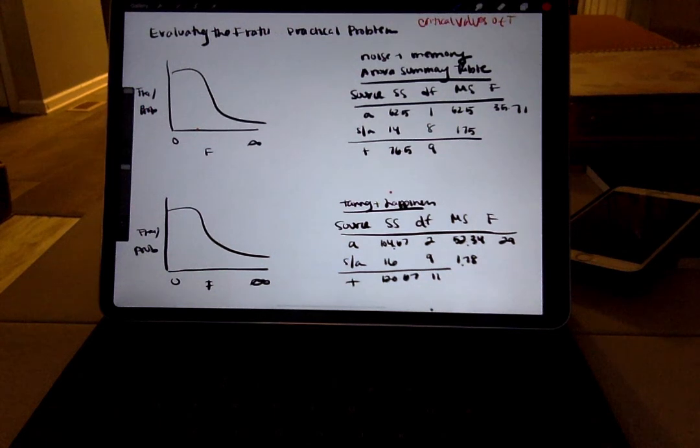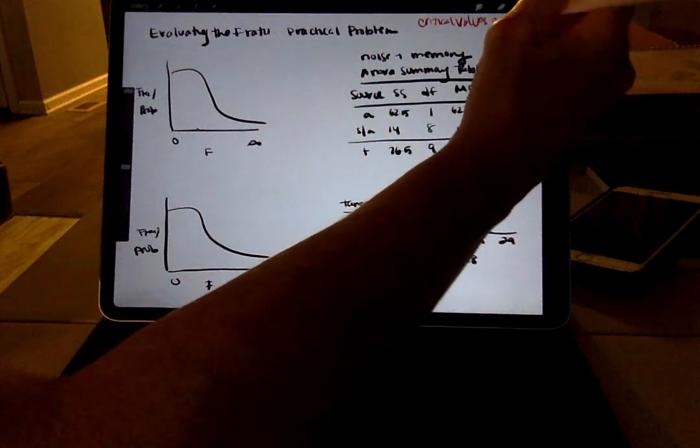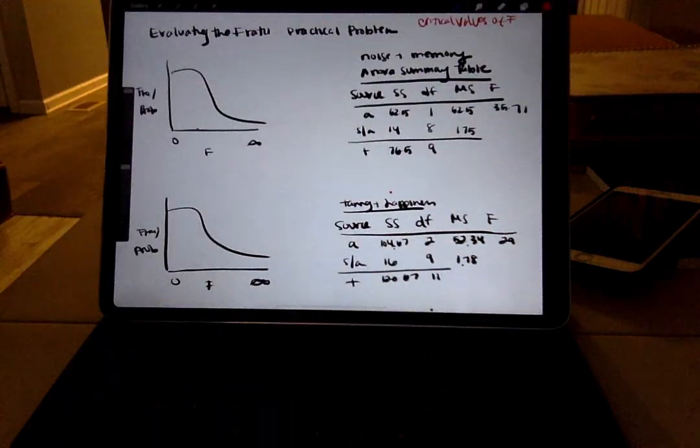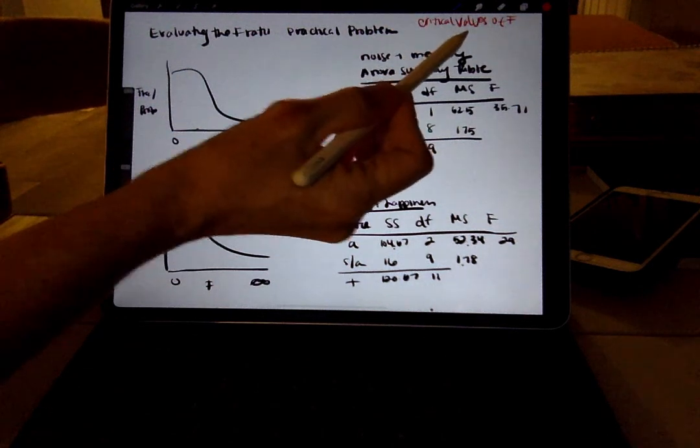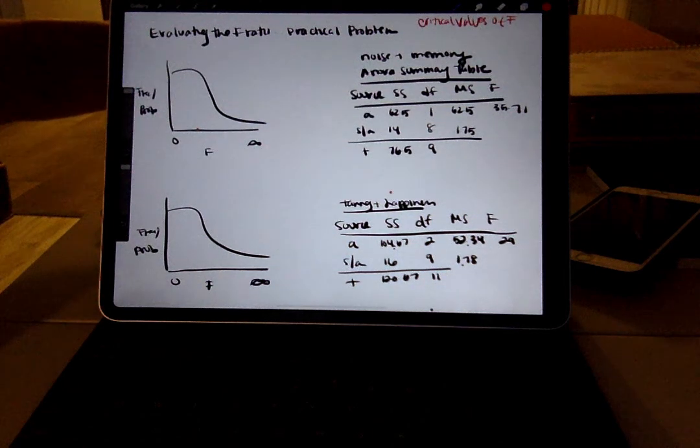Okay, so in this video, we're going to go through the steps of finding the critical value of F using this theoretical sampling distribution. You can see on the right, I have the ANOVA summary tables from the two problems we worked on last week, noise and memory, and tanning and happiness. How we use the theoretical sampling distribution is we have to find the critical values of F. That's the first thing we need to do.